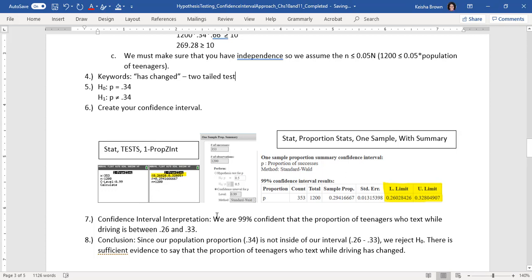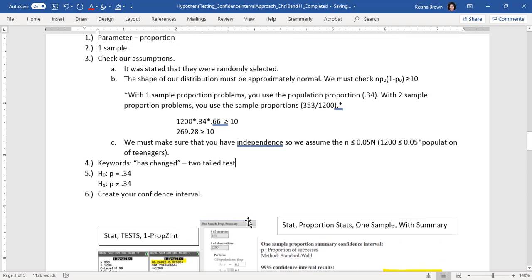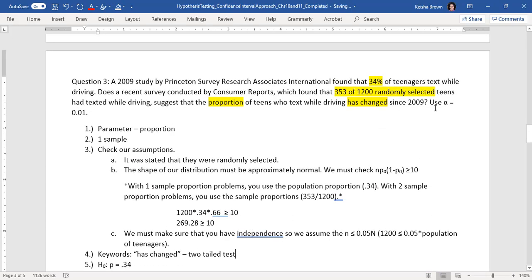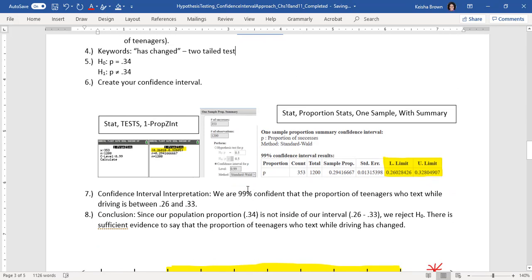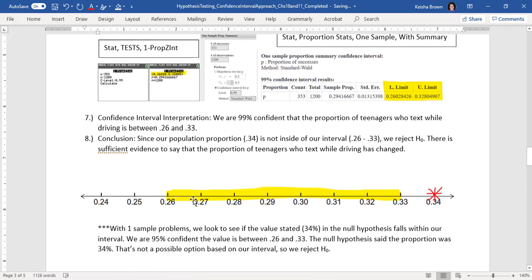Our confidence interval interpretation: what do these range of numbers mean? It means that we are 99% confident. Why is that 99%? Because in this problem, alpha is 0.01. And remember, for two-tailed tests, alpha is the complement of your confidence level. We're 99% confident that the proportion of teenagers who check while driving is between 0.26 and 0.33.